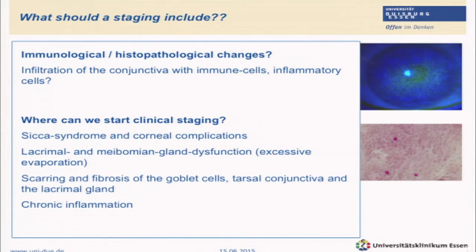Easily, it's sicca syndrome and the corneal complications. And we also see this state as the most common after radiation, and especially large field radiation of the ocular surface. The lacrimal and meibomian gland dysfunction is also important in my view, and the scarring and fibrosis of goblet cells is not so easily shown because you have to perform this impression cytology, and we have to find clinical tests that are applicable in the daily clinic.